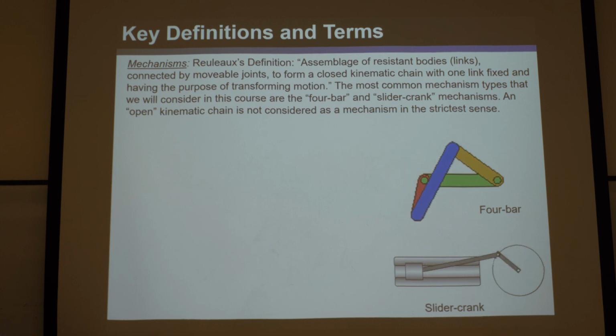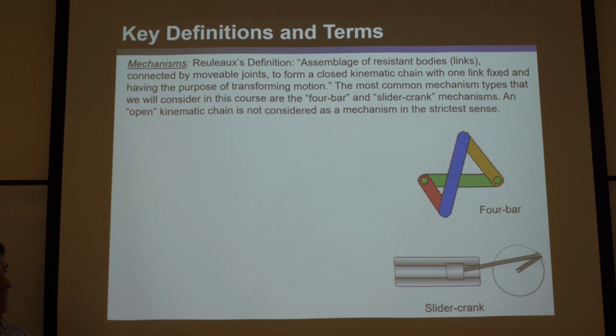So mechanism, again, Rouleau's definition. A mechanism, according to Rouleau, is the assemblage of resistant bodies, which are links, those rigid bodies, those bars, connected by movable joints, like these pin or revolute joints, to form a closed kinematic chain with one link fixed and having the purpose of transforming motion. That definition is really important, and you're going to need to know that, and it has a number of important components to it.